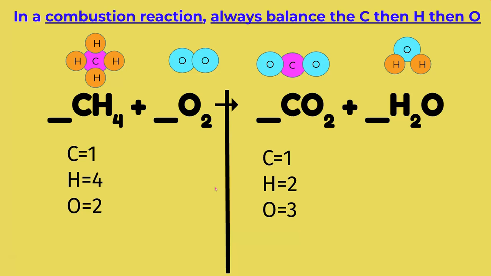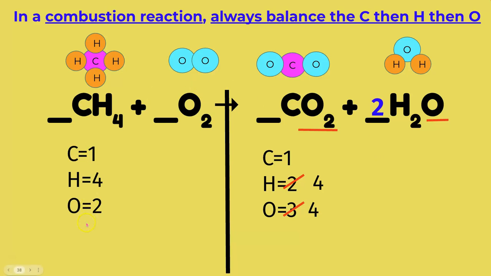Note here, why do I have 3 oxygens? It is because the carbon dioxide has 2 oxygens plus the 1 oxygen in water. So that's how I got 3. So I want the H's to be 4, so I'm going to put a 2 coefficient in front of the H2O. That changes the hydrogen to 4, but it changes the oxygen to 4, right? Because I had 2 from the carbon dioxide and 2 now from the water.